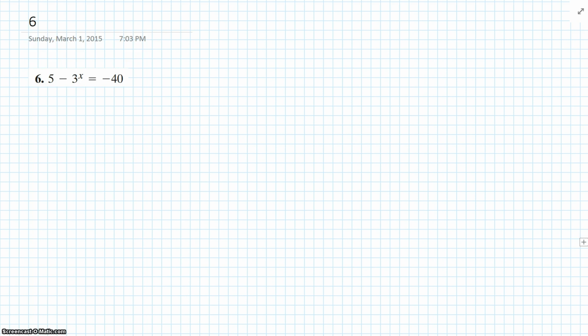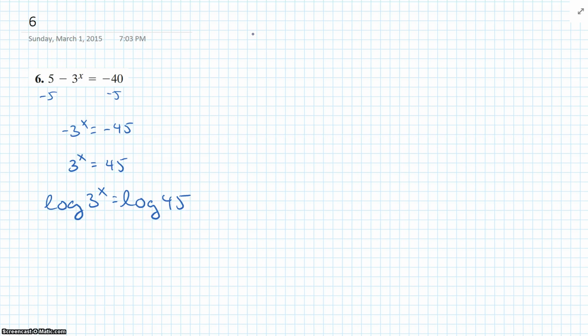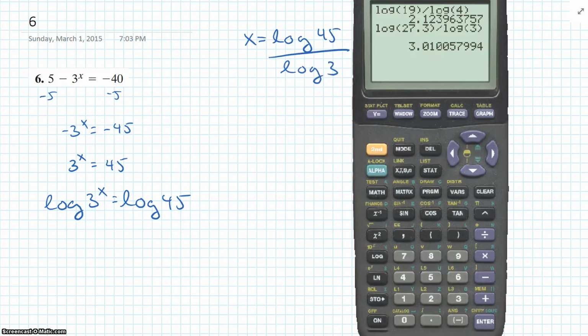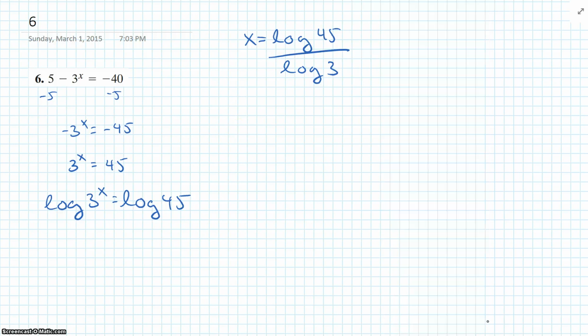Alright, next one. 5 minus 3 to the x power equals negative 40. Well, step 1, subtract 5 from each side. So I get negative 3 to the x equals negative 45. So 3 to the x power equals 45. So we could say, if you need to see it this way, x log 3 equals the log of 45. So x is going to equal the log of 45 divided by the log of 3. Log of 45 divided by log of 3. 3.465.